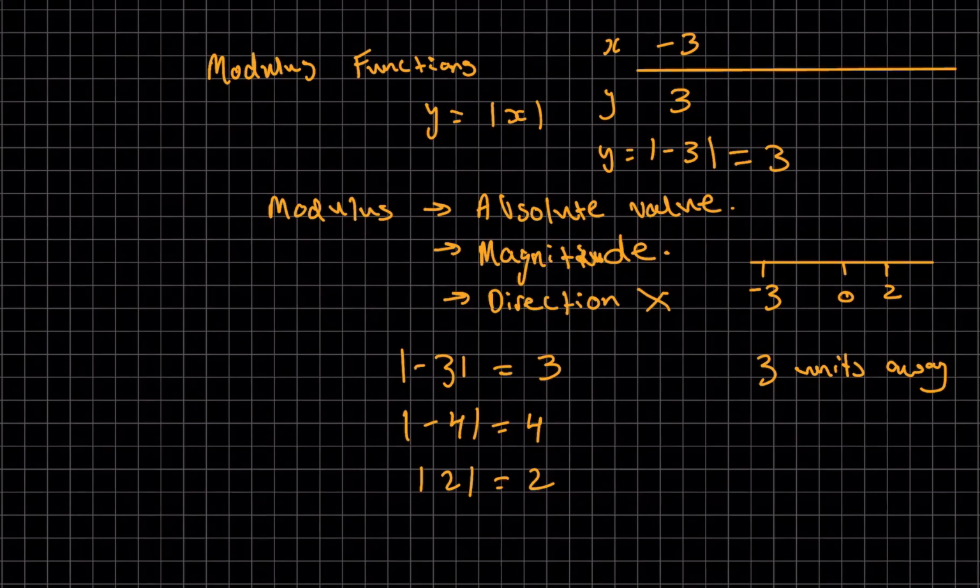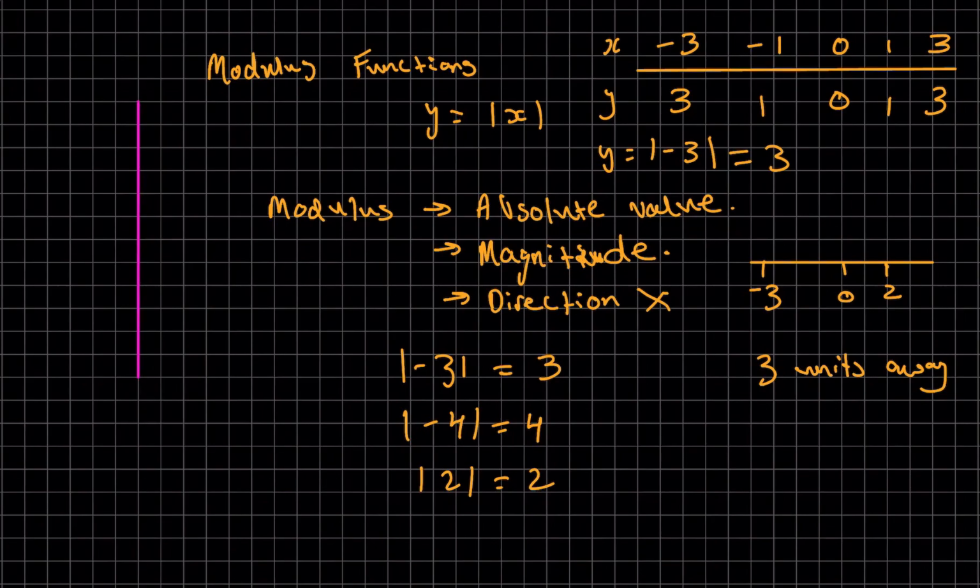If we put in x equals -1, our modulus of this would just be 1. If we put in x equals 0, our modulus of this would simply be 0. If we were to put in x equals 1, our modulus would be 1. If we were to put in x equals 3, our modulus would be 3. Now that we have our coordinates, we can begin to graph this out.